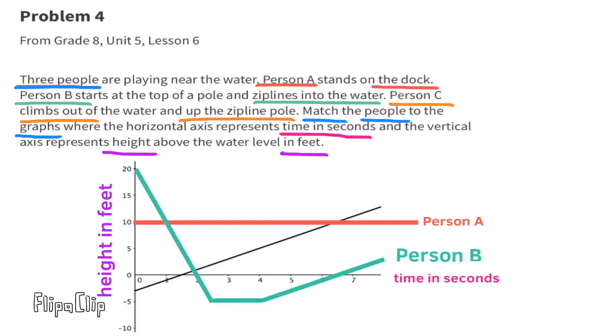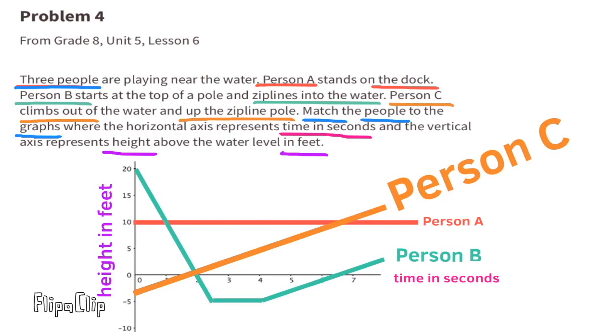Then they ziplined into the water, and they actually went below the surface of the water, and then swam back up to the surface of the water, and walked out of the water onto the shore. That leaves us with person C. Person C climbs out of the water up the zipline pole. It doesn't really look like they're climbing up a zipline pole to me, but they are coming out of the water.